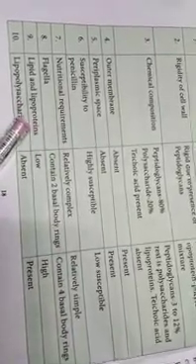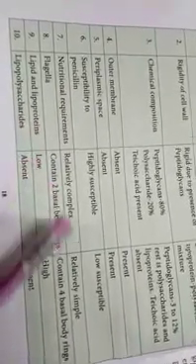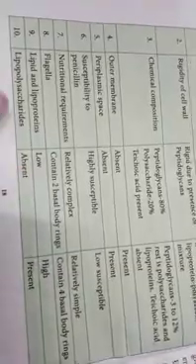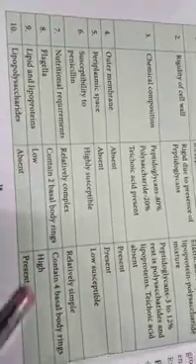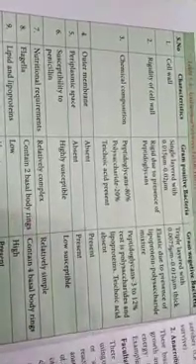Lipid and lipoprotein content is very low in gram positive and very high in gram negative, and lipopolysaccharide is absent in gram positive and present in gram negative. So these are the differences between gram positive and gram negative bacterium, and this is a very important 5-mark question.